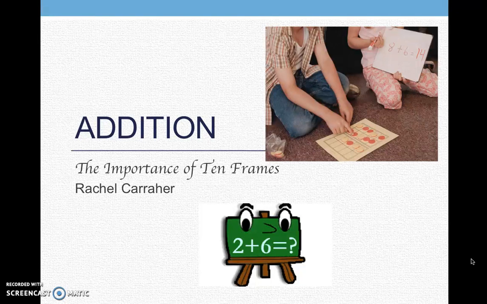In second grade, there are students who excel in addition and students who are still at the first grade level of not quite understanding their basic facts and do not have them memorized. The article I chose is The Importance of 10 Frames, so it really digs deep into what 10 frames are and why they should be used in the classroom.